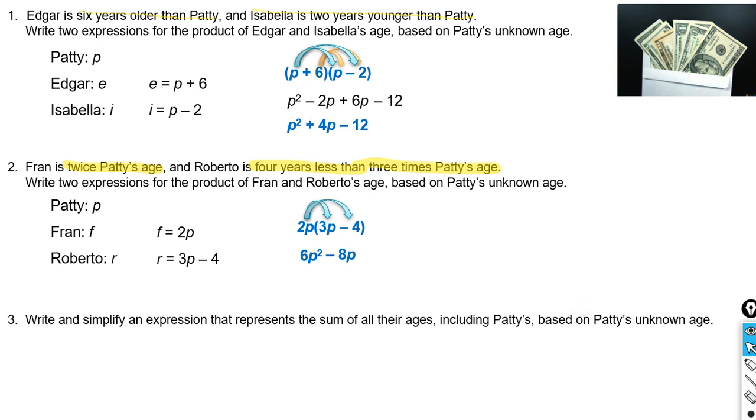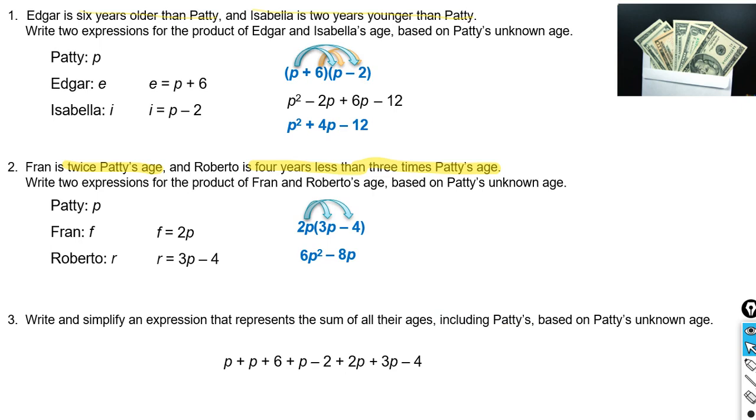And in problem number 3, it says write and simplify an expression that represents the sum. We know sum is what we get when we add expressions together. The sum of all their ages, including Patty's, based on Patty's unknown age. So we're going to take the expression that we wrote for Edgar, the expression we wrote for Isabella, along with P for Patty, the expression that we wrote for Fran, and the expression that we wrote for Roberto.